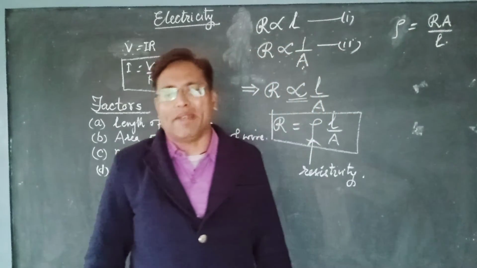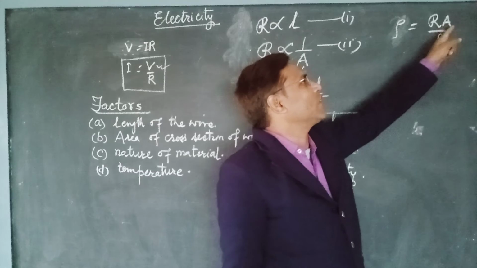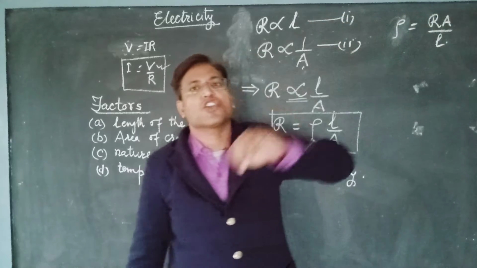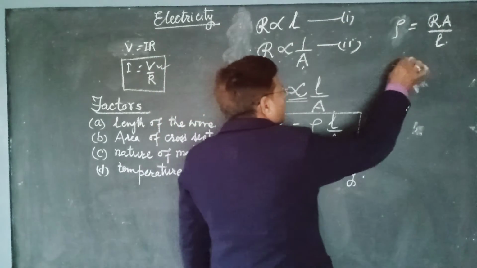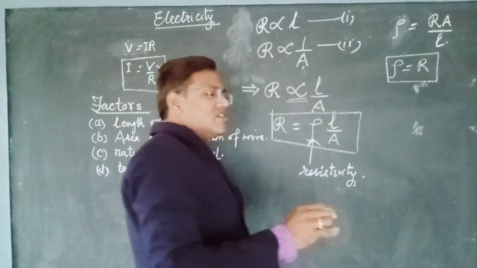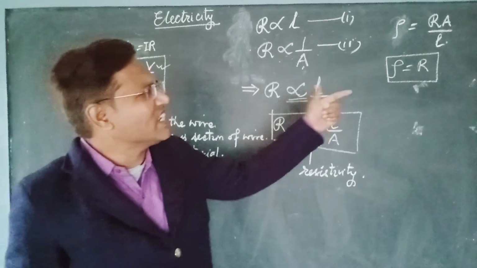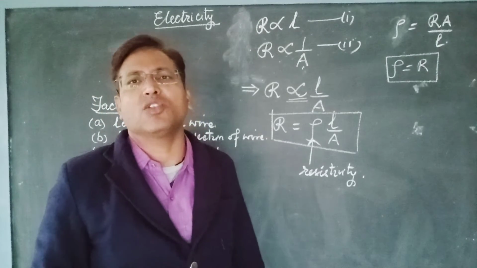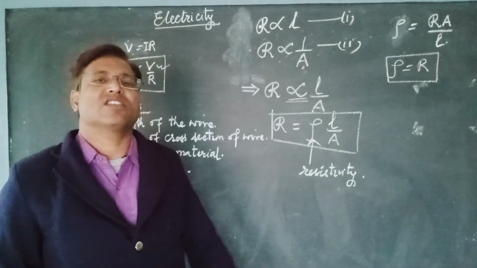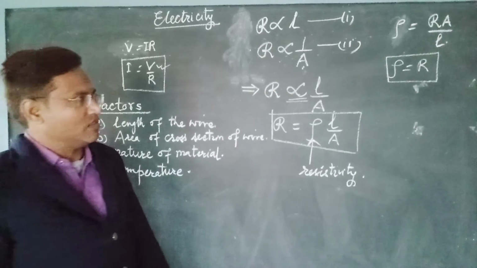But the resistivity of a material, or the specific resistance of a material, does not depend on the area of the cross section of the wire or the length of the wire. It depends on the nature of the material. So we can say that resistivity and resistance are numerically equal. If I increase the resistance of a substance and make it 2 times, then resistivity will also become 2 times. If I decrease the resistance, the resistivity will also decrease.